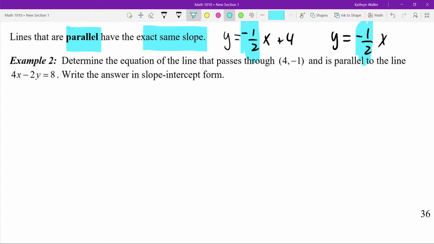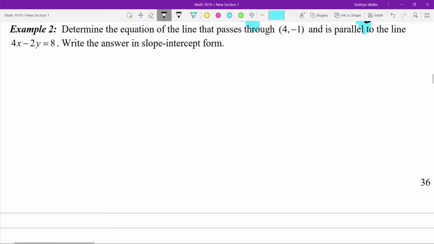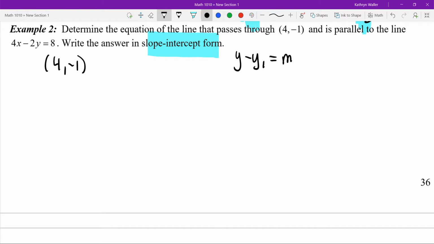Okay, let's do question 2. Determine the equation of the line that passes through that point and is parallel to that line. Write your answer in slope-intercept form. Lots of things to remember, okay? Everybody write down the ordered pair, 4, negative 1. And then off to the side, I want you to write y minus y sub 1 equals m times x minus x sub 1. That's the formula you use whenever you're trying to get an equation, okay?